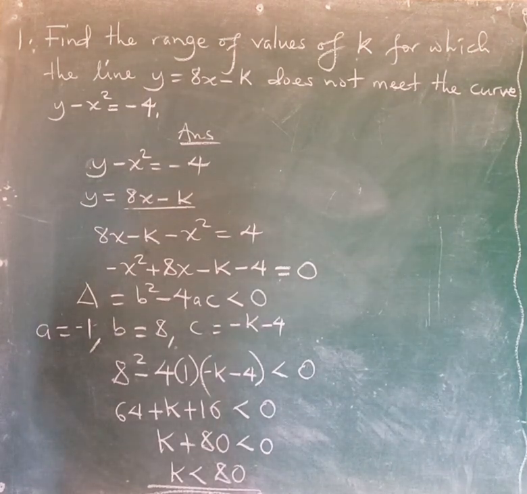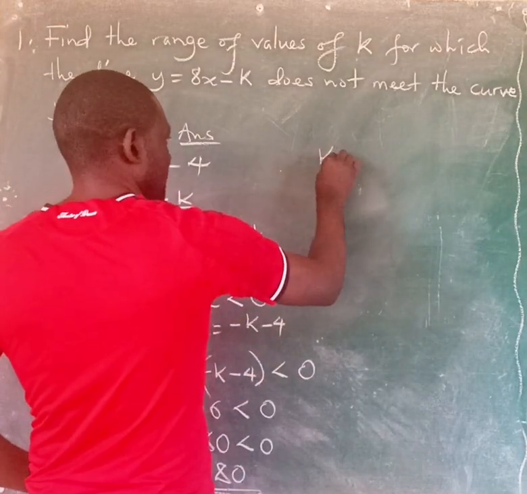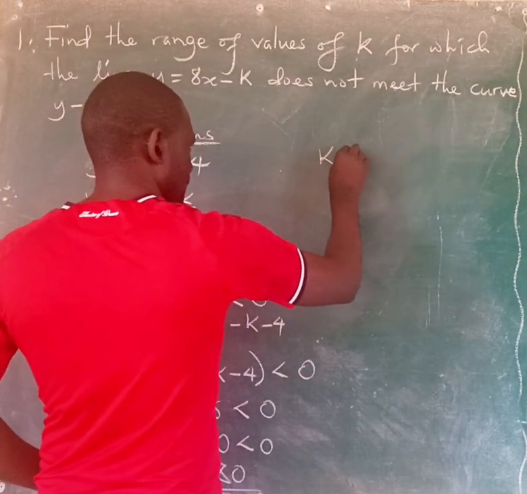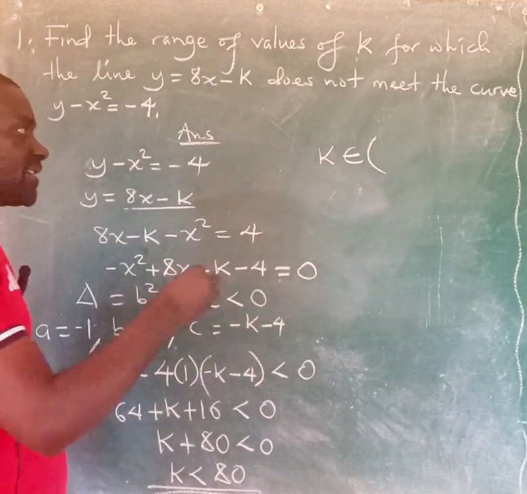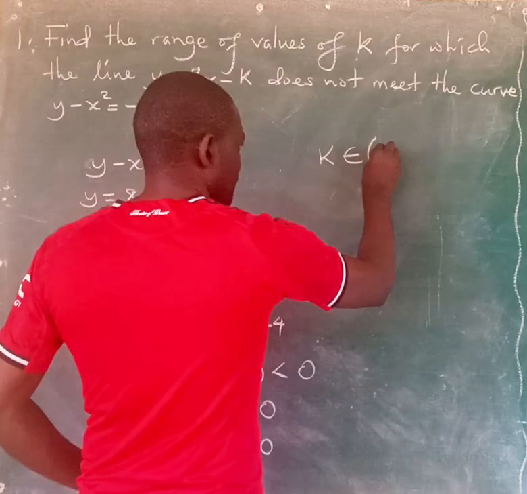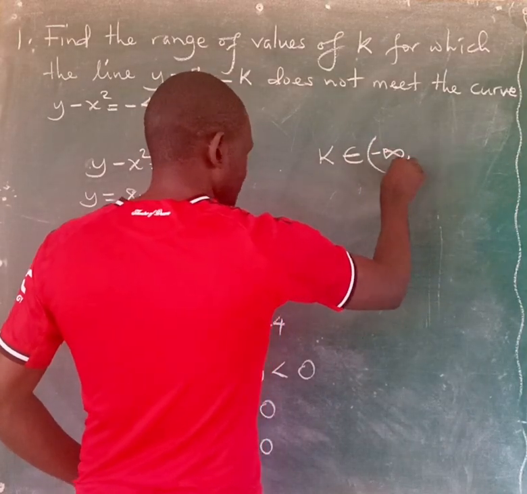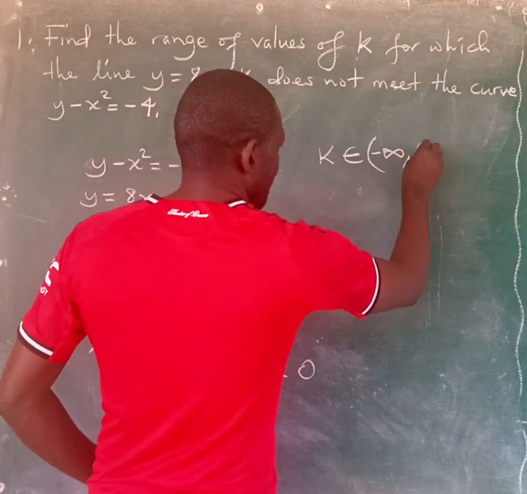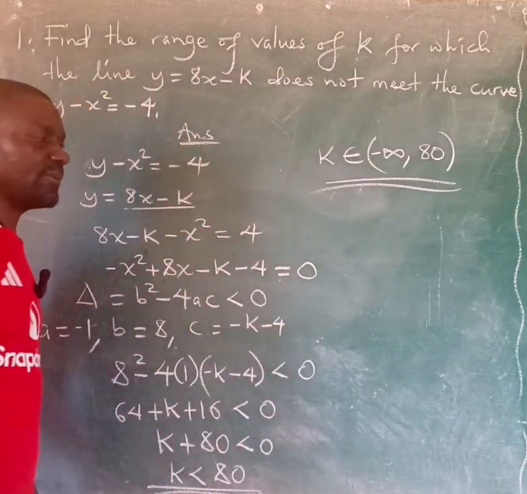We can still write it in a different form, where we can say k is a member of, we use open sets. The negative aspect is that it goes to infinity, so negative infinity, comma 80, all the way up to 80. So the answer can still be written as this.